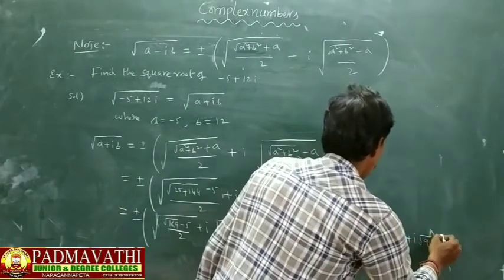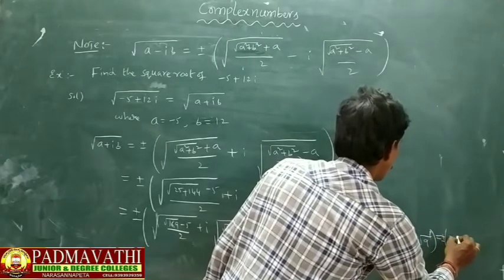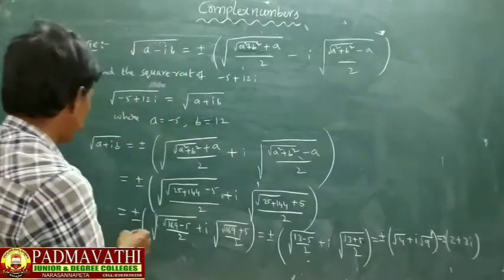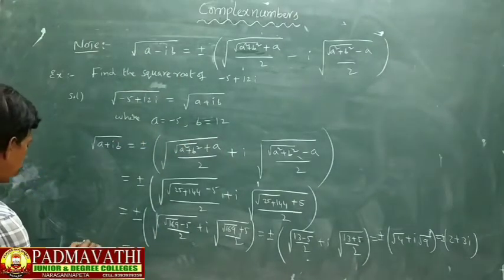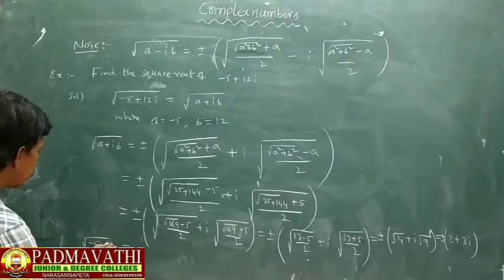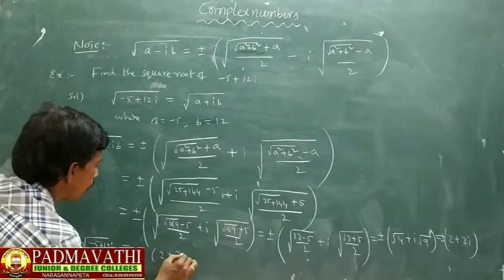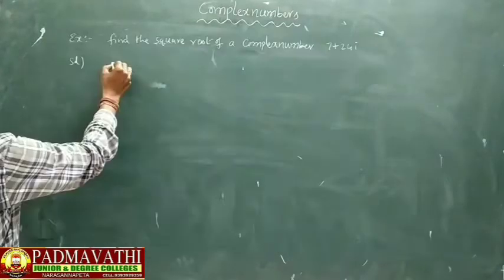So that equals plus or minus 2 plus 3i, that is the square root of minus 5 plus 12i. The square root is plus or minus 2 plus 3i. That is the example problem.